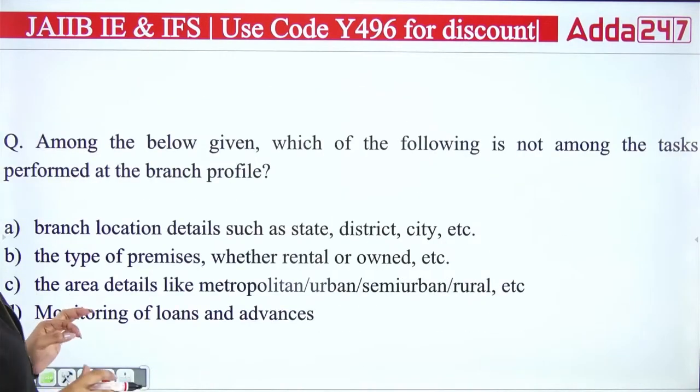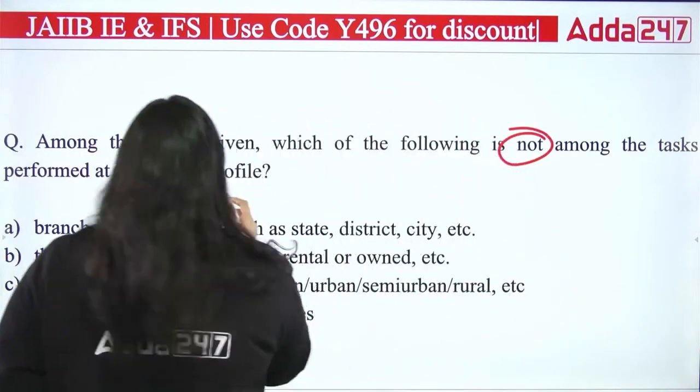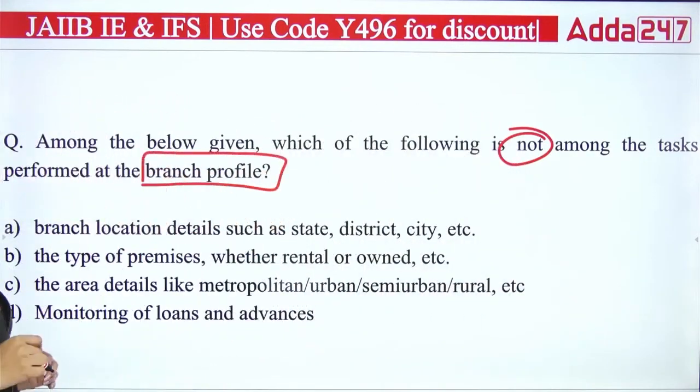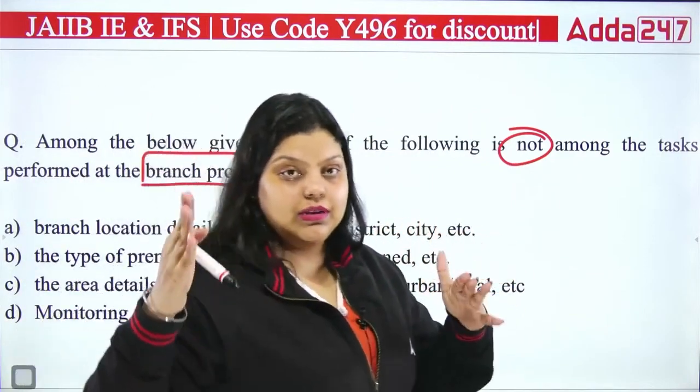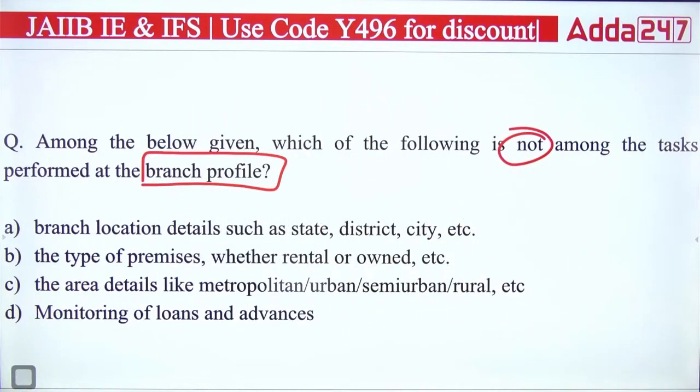Next. Among the below given, which of the following is not among the tasks performed by the branch profile? Certain four tasks have been given to you and the question is asking which is not among the tasks performed by a branch profile. First, branch location details such as state, district, city. Second, the type of premises, whether rental or owned. Third, the area details like metropolitan, urban, semi-urban, rural. Fourth, monitoring of loan and advances.